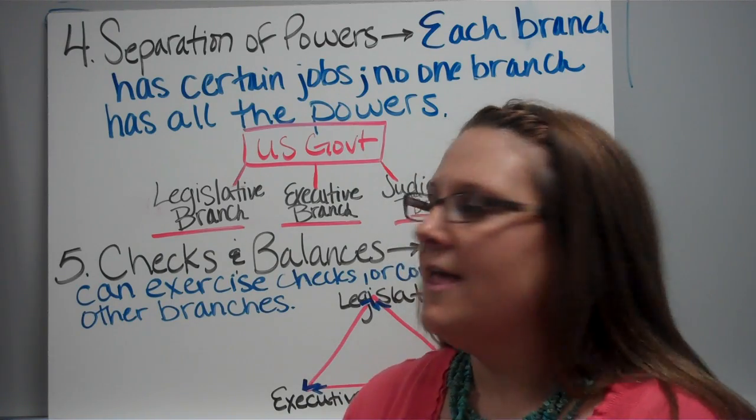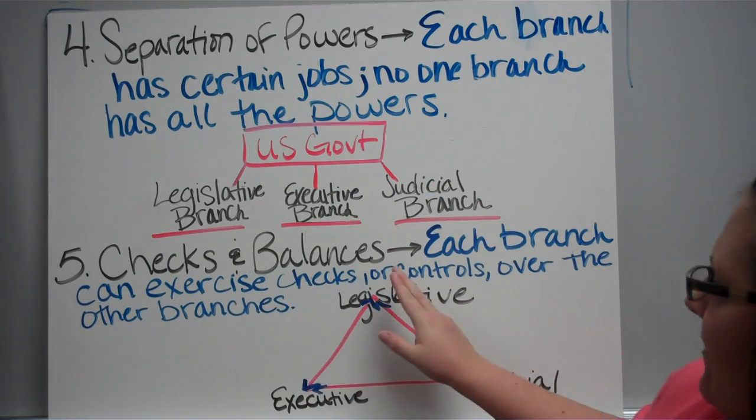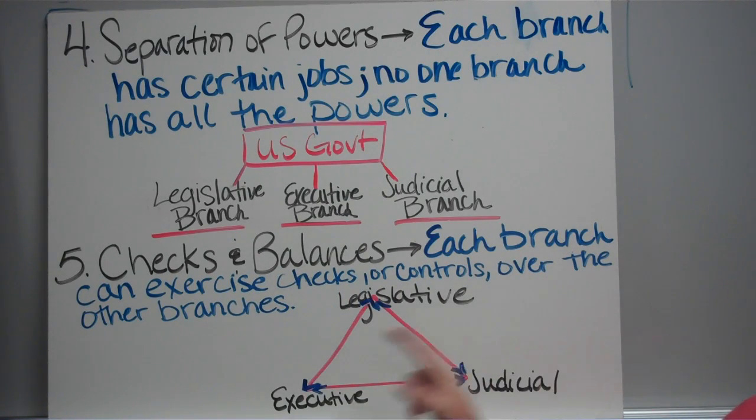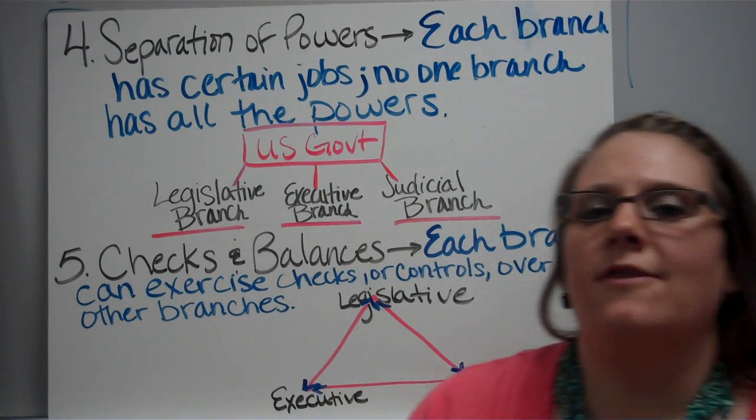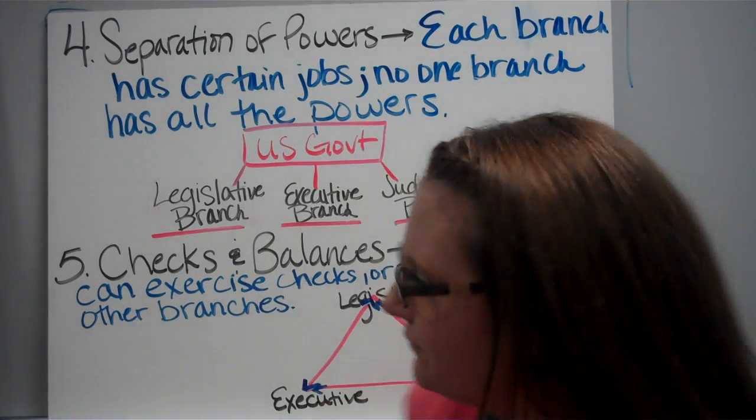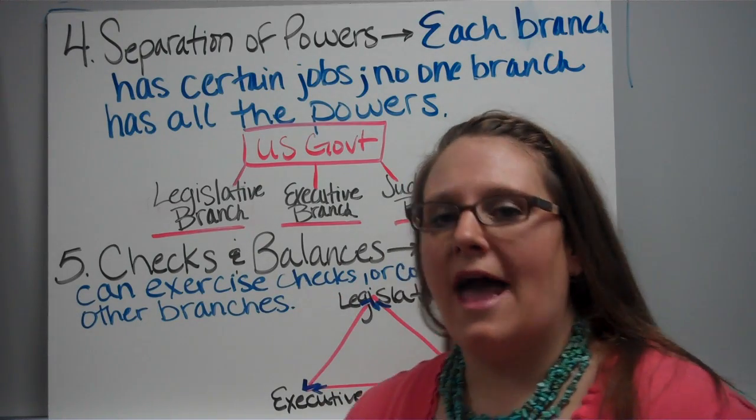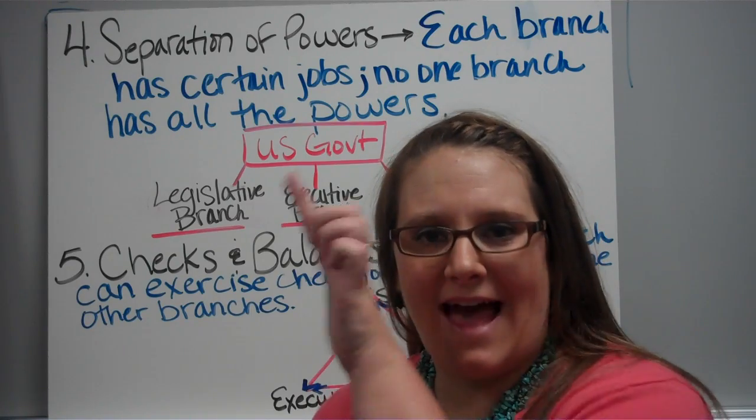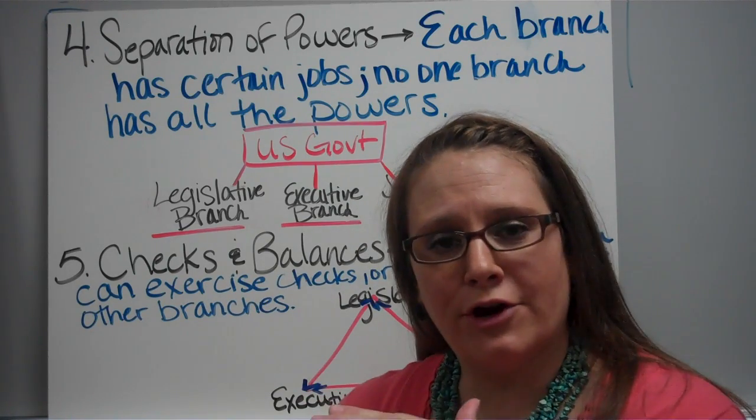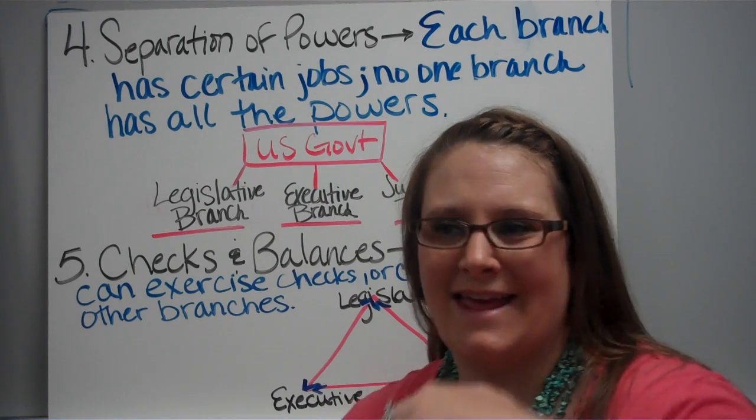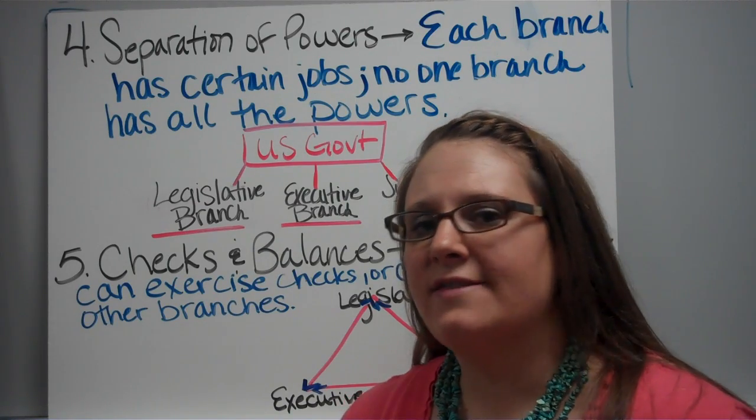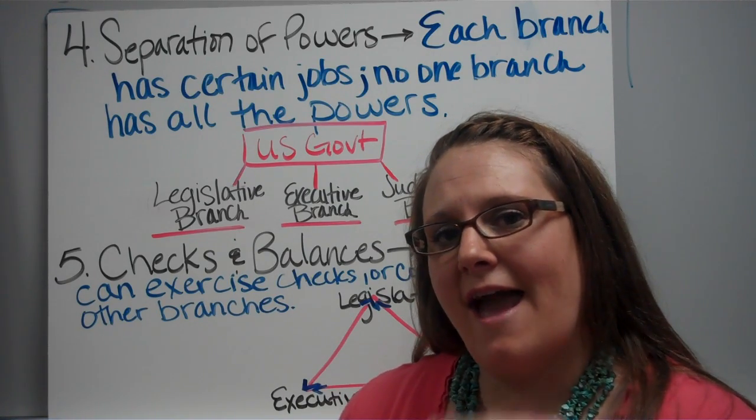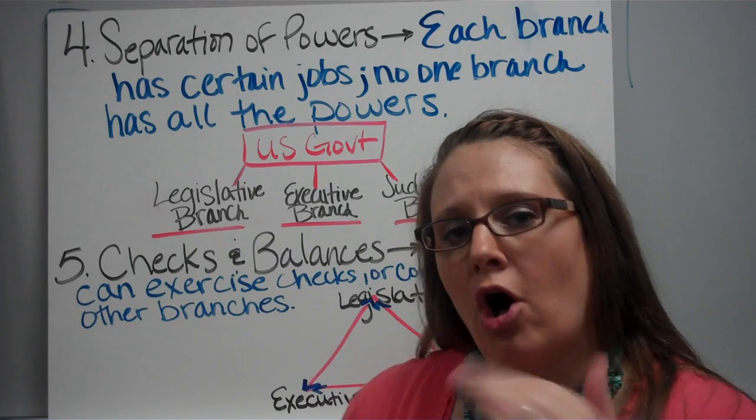And going along with that is the next principle, checks and balances. Each branch can exercise checks or controls over the other branches. And the best way I've found to illustrate that is with an equilateral triangle. As you know in your math class, when you talked about an equilateral triangle, all three sides are equal, and no matter which way you turn the triangle, it's going to be balanced. And so that's kind of the idea behind checks and balances. No matter which branch you're looking at, they have certain powers, but they're not all powerful.